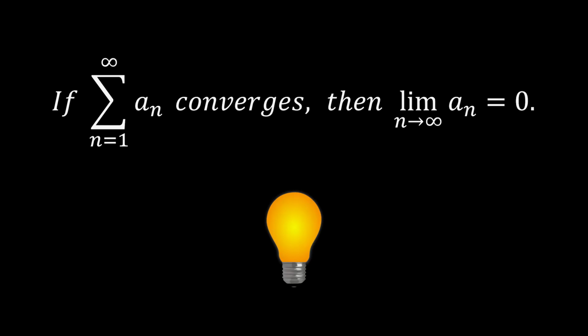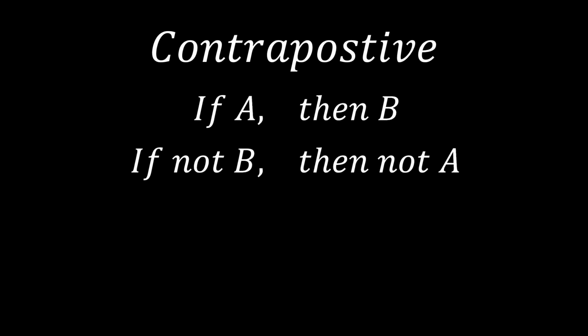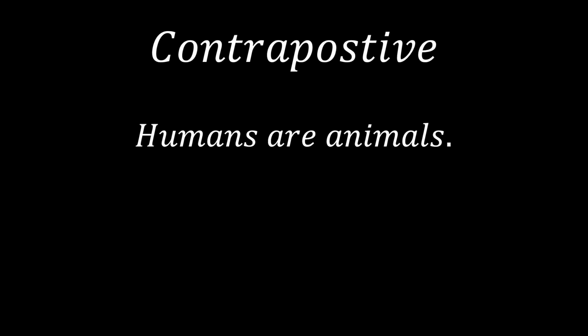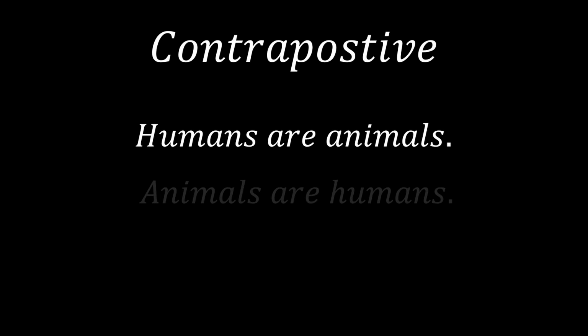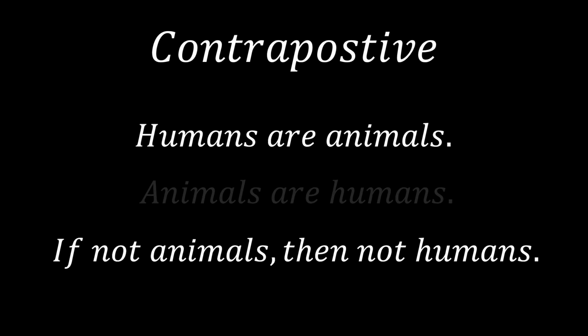To do that, let's briefly look at what contrapositive means. If there's an expression, if A then B, its contrapositive is if not B then not A, and this is always true. By swapping A and B and adding not to both A and B, we can create the contrapositive. For example, looking at the expression, humans are animals, we know that this is true, and its converse, animals are humans, is not always true, as zebras cannot become humans. However, the contrapositive, if not animals, then not humans, is always true. In other words, if something is not an animal, it cannot be a human.